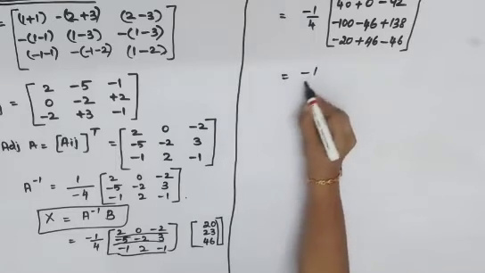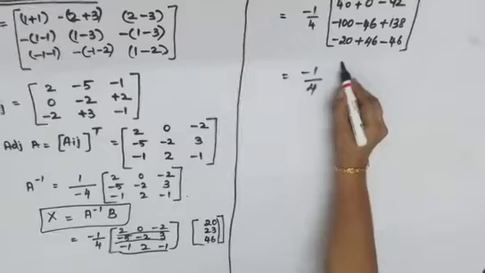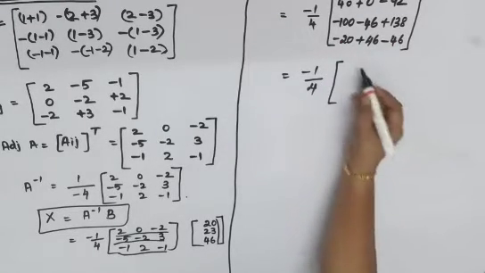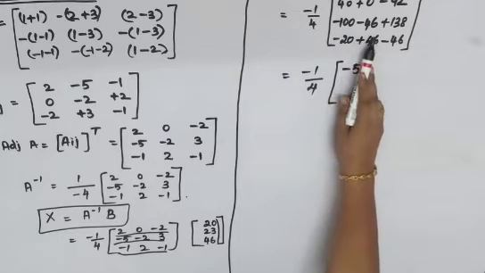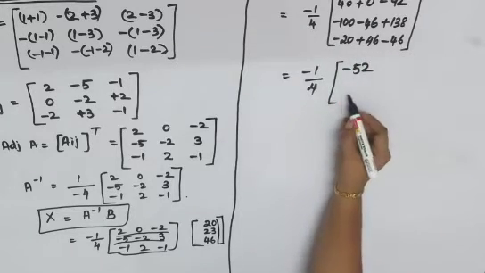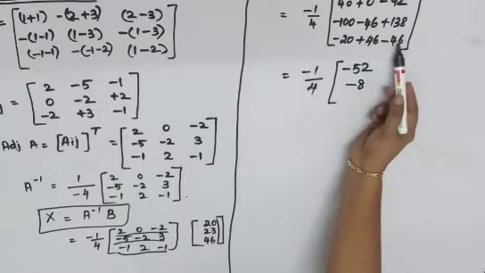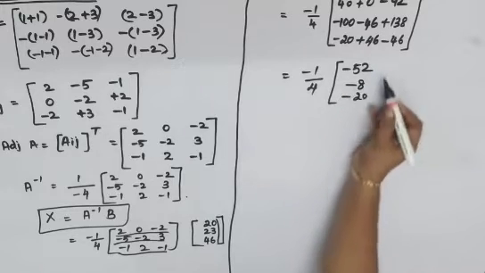So, your last step of solving. Minus 1 by 4. 40 minus 92 is minus 52. Minus 100 minus 46 plus 138, you will get minus 8. Minus 20, plus 46 minus 46 will cancel. So you will get your answer, minus 20.